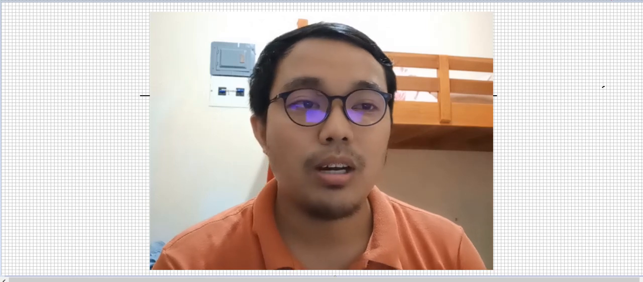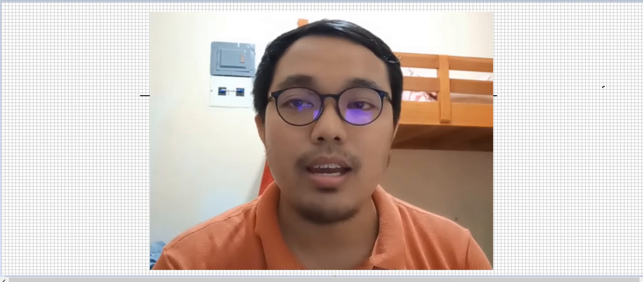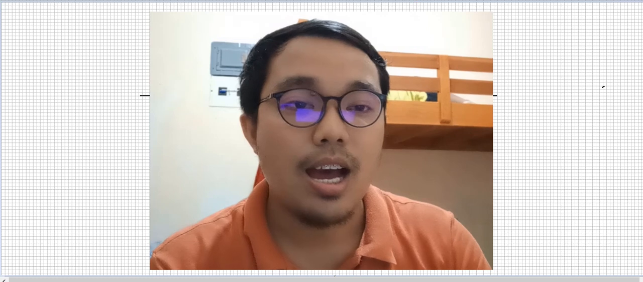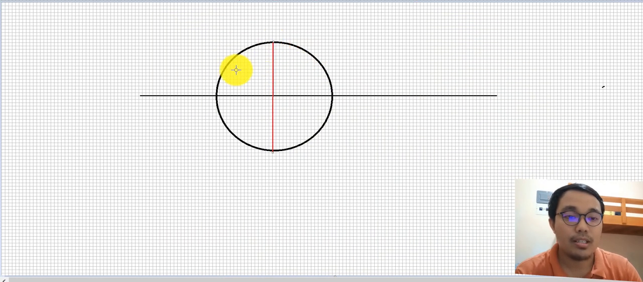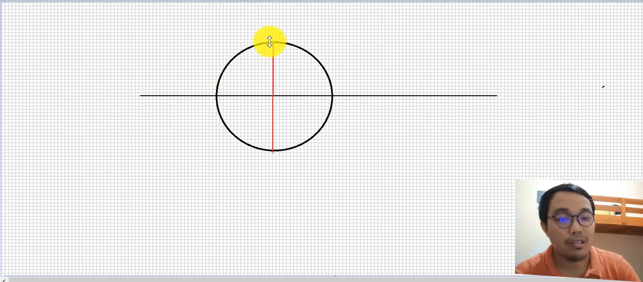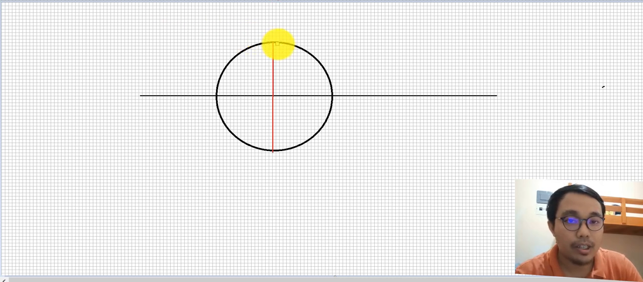I will show you how to trace images formed by curved mirrors. I have a circle. In essence, curved mirrors are circles. They just cut it and take the portion they want. Say, for example, here, if we cut this part and leave this part, this shall be the mirror.